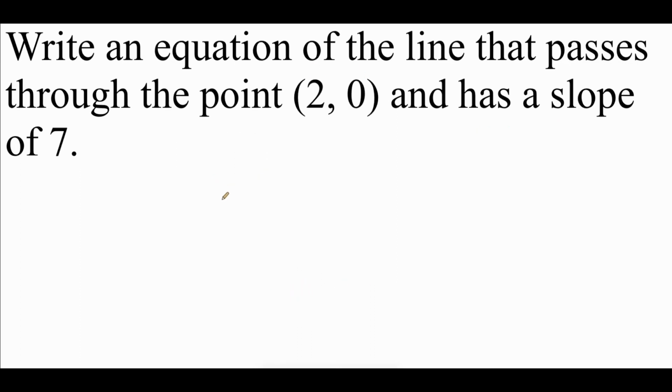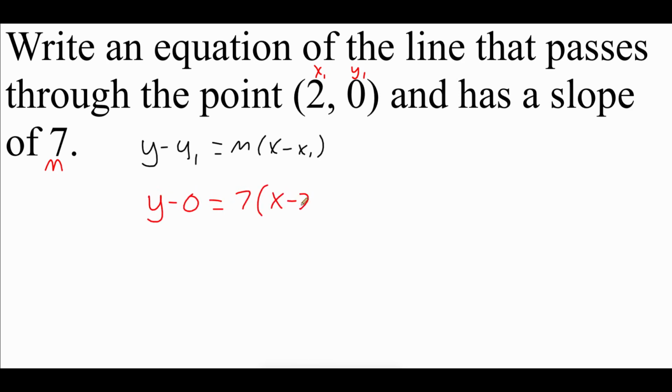In this example, we're going to write an equation for a line that passes through the point (2, 0) and has a slope of 7. So again, point-slope form is y minus y1 equals m times x minus x1. The slope tells you your m value, so in this case that's 7. The ordered pair, the point, is your x1 and your y1. So I'm going to take those 3 pieces of information and fill them into this point-slope equation. So y minus 0 equals 7 times x minus 2.